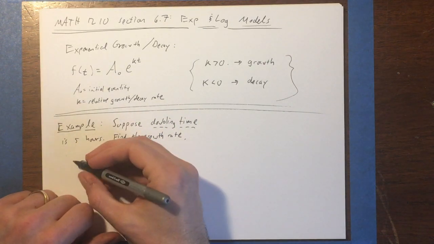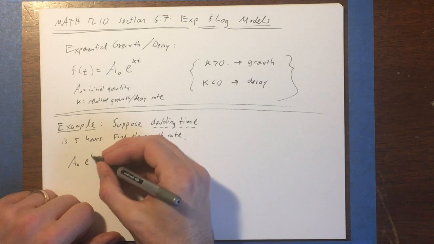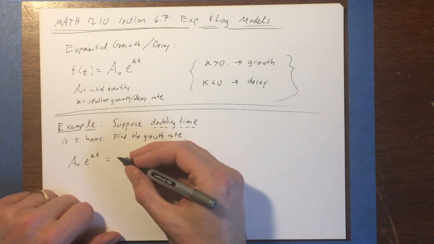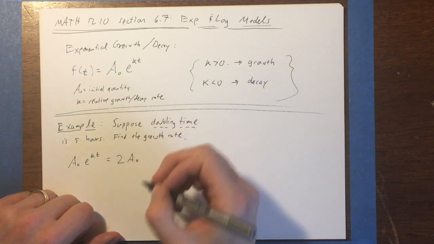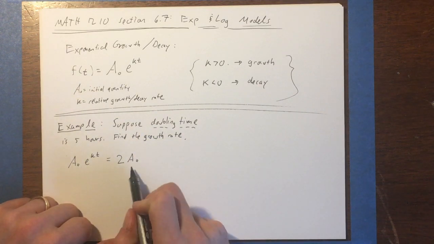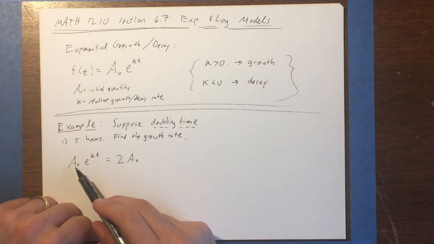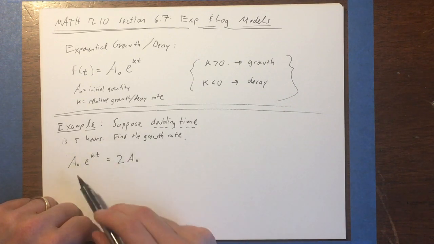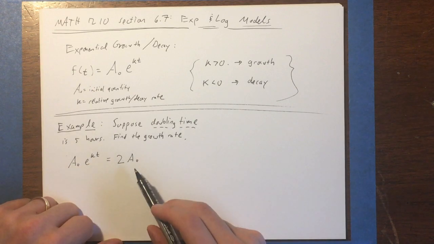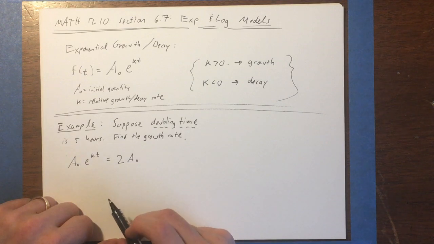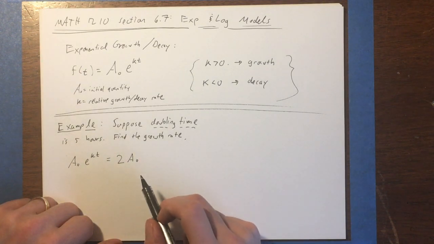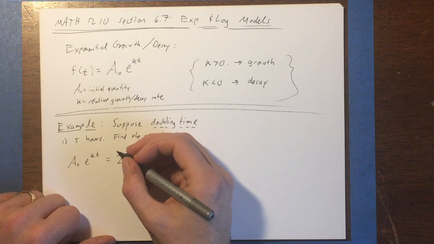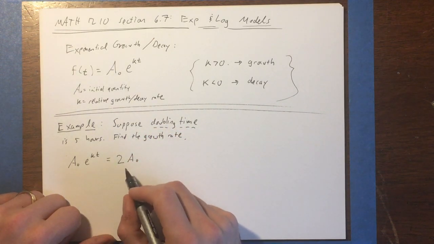So if we take our model a0 e to the kt and set that equal to double the initial amount, 2 times a0, the amount of time it takes to go from a0 at t equals 0 to 2 times a0 should be our doubling time. So setting up this equation, if we solve this for k, then we should be able to find the growth rate. Now there's one piece of information I haven't put in here, which is that the amount of time it takes for this to happen is 5 hours.